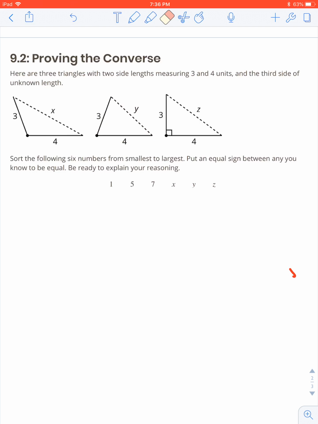So the question says, you have these three triangles here. We want you to sort the following 6 numbers from smallest to largest. That includes the x, y, and z. And then put an equal sign in between anything that you know to be equal. So pause it here, listen to your music, take a moment to think about this. It's going to take you a few minutes to think about this in general. So take your time and pause, and then come back when you're done, and I'll have everything explained for you.